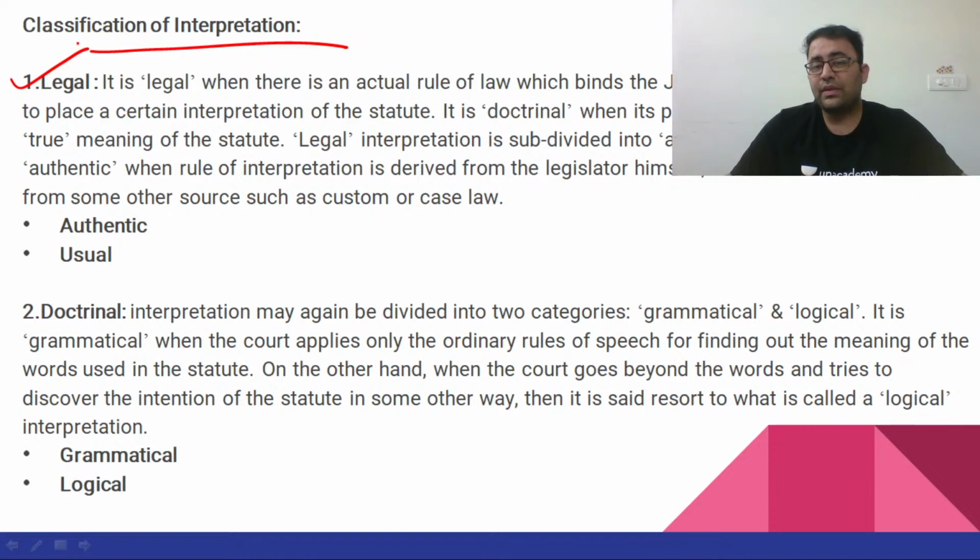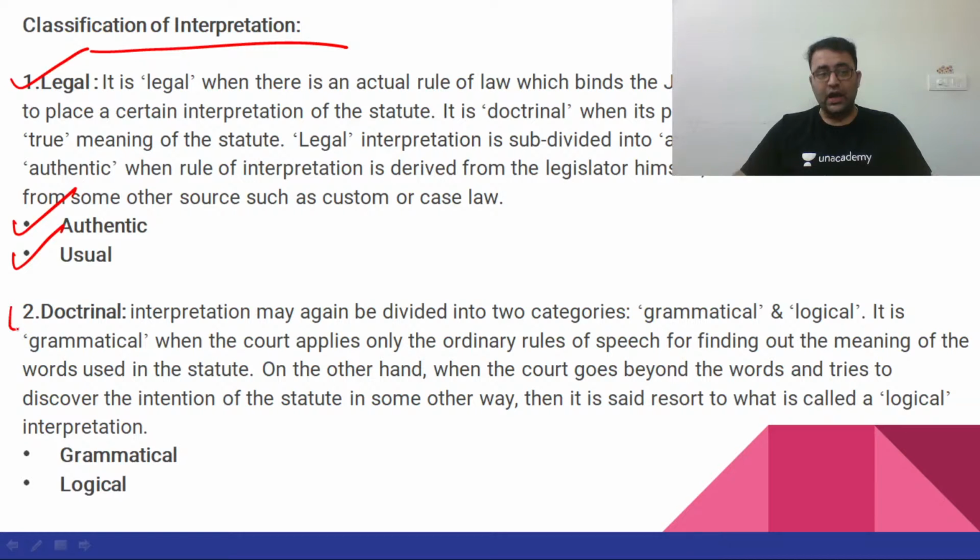Legal interpretation is subdivided into authentic and usual. It is authentic when the rule of interpretation is derived from the legislator himself. It is usual when it comes from some other source such as custom or case law. So basically, a legal interpretation is when the judge has to place reliance on certain legal rules. Then it becomes a legal interpretation, and it is normally authentic and usual. Then let's look at what is doctrinal interpretation.